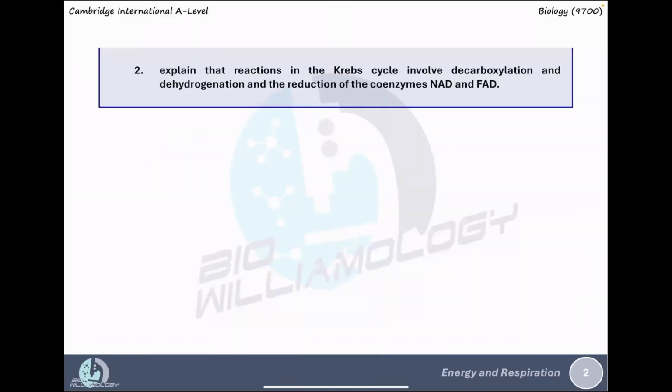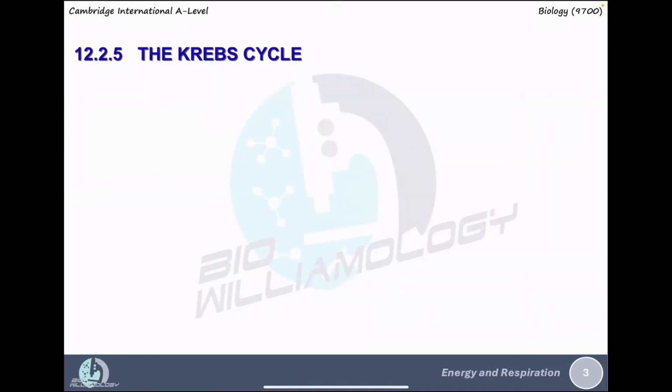And you will be able to explain that the reactions in the Krebs cycle involve decarboxylation and dehydrogenation and the reduction of the coenzymes NAD and FAD. Let's get started. The Krebs cycle.